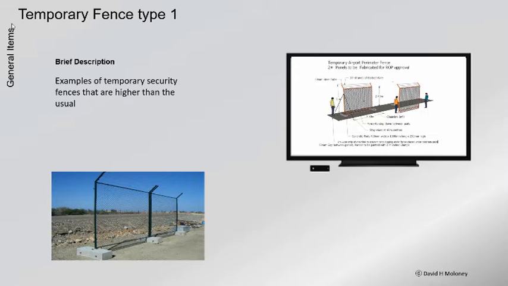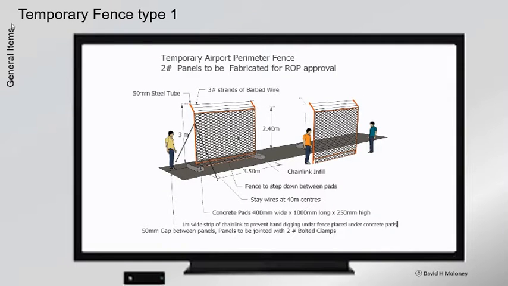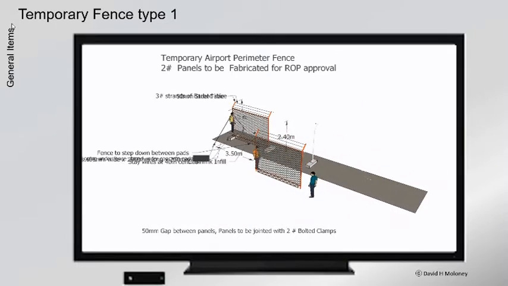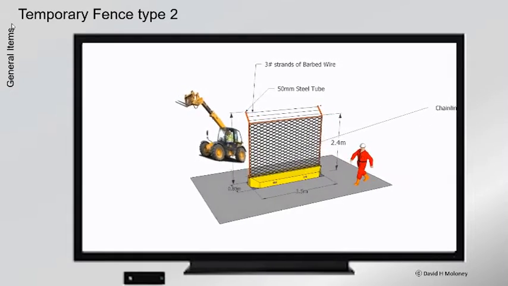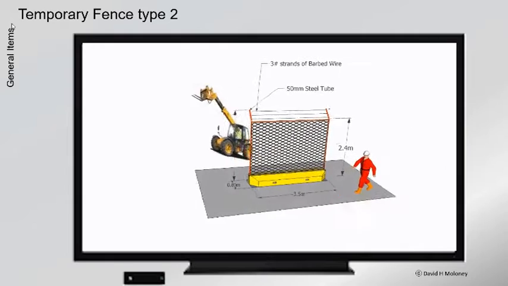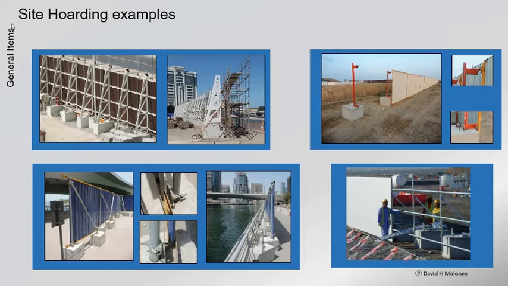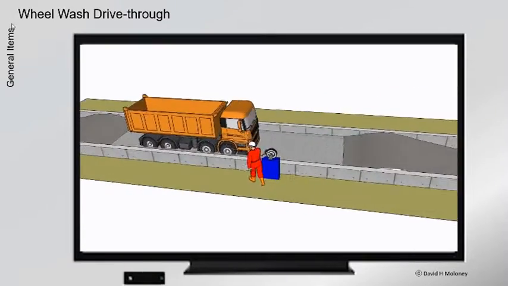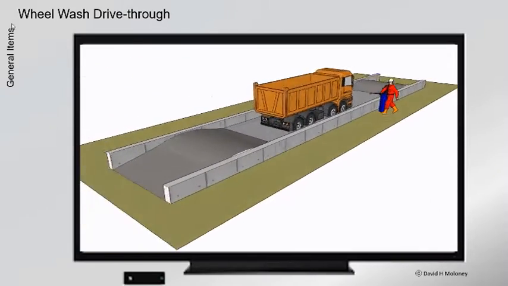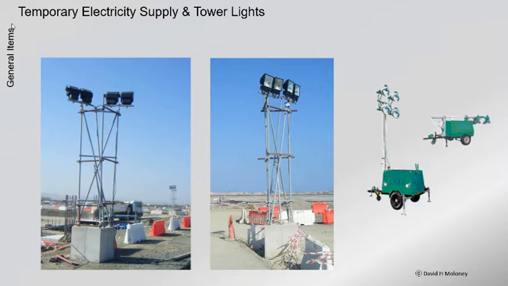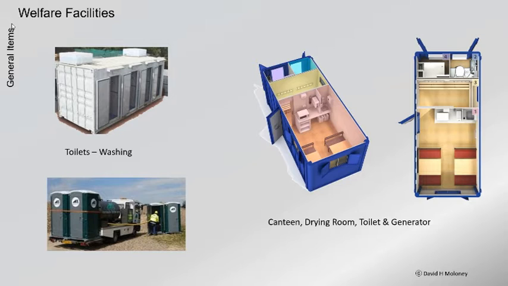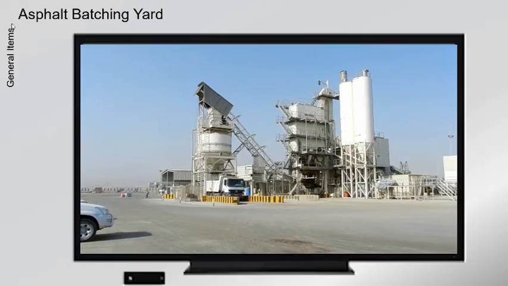Fencing. Examples of temporary fencing. Hoarding. Examples of site hoarding. Wheel washing, used to wash the wheels of trucks prior to leaving site. Electricity and lighting. Examples of floodlights. Welfare facilities. Includes toilets, washing facilities, canteen.